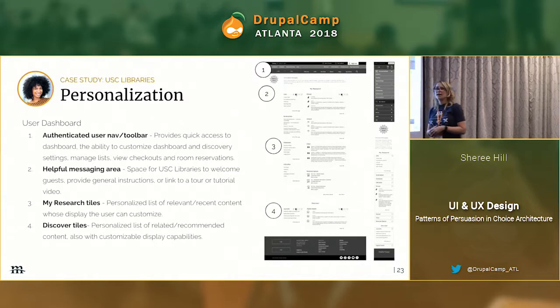I have a friend right now who was a PhD student at Emory, and he was telling me how difficult it was to find relevant and recent content in some of his research at different libraries that he went to all over the nation. And showing how that information is delivered in a personalized list with recent content really made the research easier. And then there are Discover tiles, and that's a personalized list of related recommendation content, also with customizable displays and capabilities.